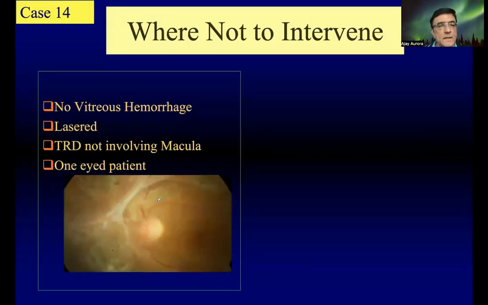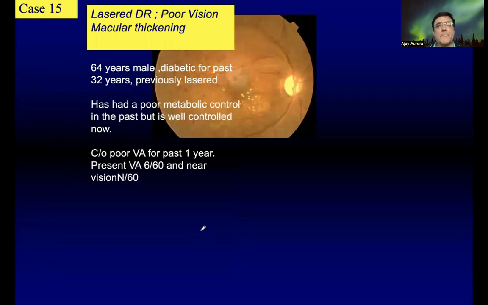Another situation, like this, is a one-eyed patient where the macula was good. There is a traction which is present nasal to the disc. It is not causing any problem with the macula. It is unlikely to cause a tractional retinal detachment, and the patient is one-eyed. Please leave it. Do not intervene. Just do a close follow-up.